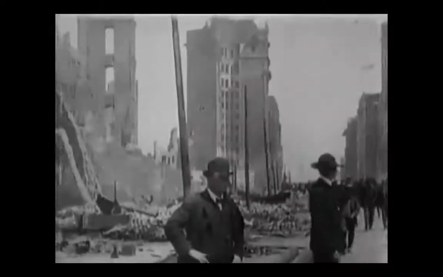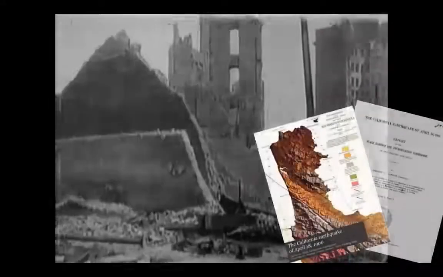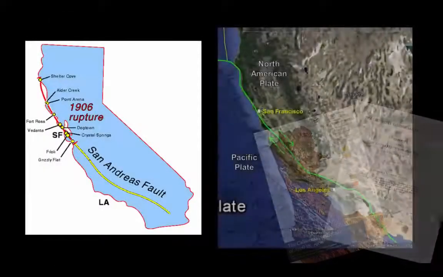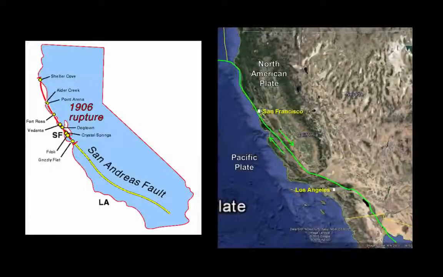A magnitude 7.8 earthquake struck San Francisco early on the morning of April 18, 1906. The event marked the first time that the consequences of a major U.S. natural disaster were recorded on film. A subsequent report demonstrated that the earthquake occurred on the northern half of a single continuous structure that we now know as the San Andreas Fault.